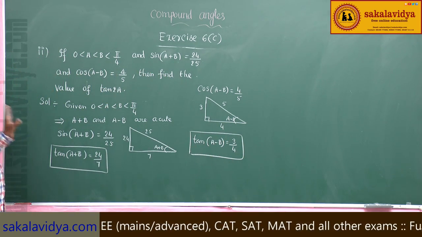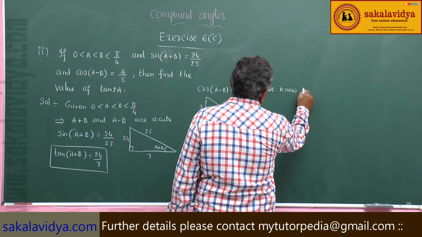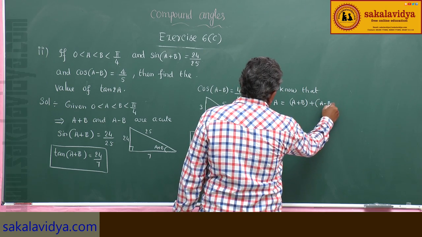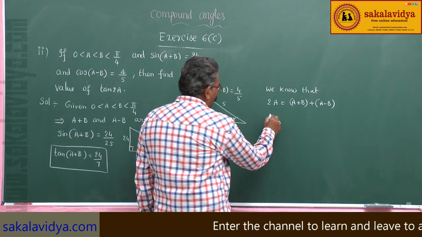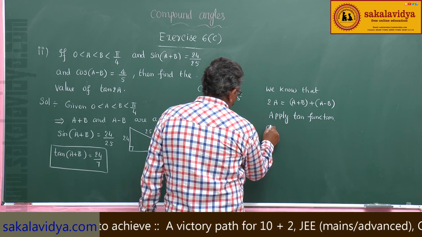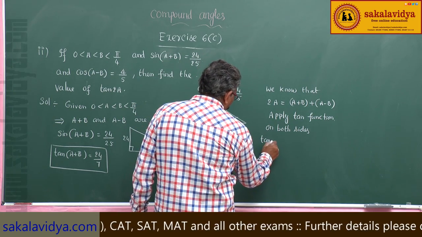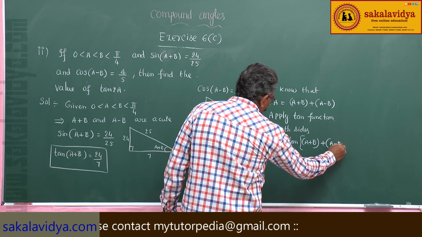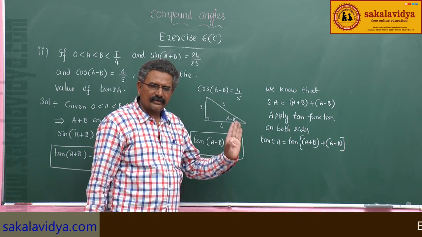Now we are asked to find out tan 2A. How to find out tan 2A? We know that this 2A can be written as A plus B plus A minus B. Just check it. Now A plus B plus A minus B, B gets cancelled, we get 2A. Now apply tan function on both sides. Tan 2A is equal to tan of A plus B plus A minus B. This is just like tan of x plus y, tan x plus tan y by 1 minus tan x tan y, like that we can write.